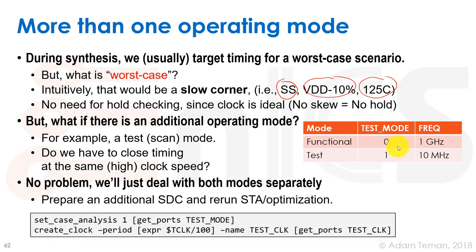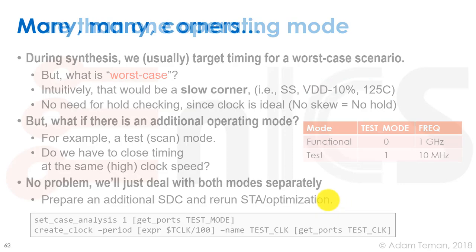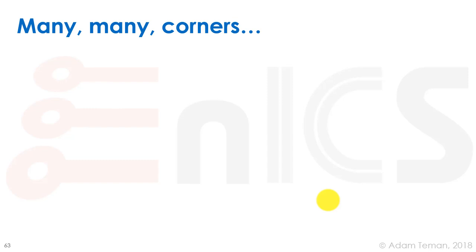So the way to deal with that is pretty easy. We can just prepare an additional SDC that will have a different case analysis on our test mode, and we can run it separately. So we'd have one SDC that would have set case analysis one on test mode port, and we'd have create clock with a much slower clock that we call test clock. So we would run our STA and optimization separately. So that sounds like a pretty good approach, does it? Well, maybe not, because there are many, many, many corners.